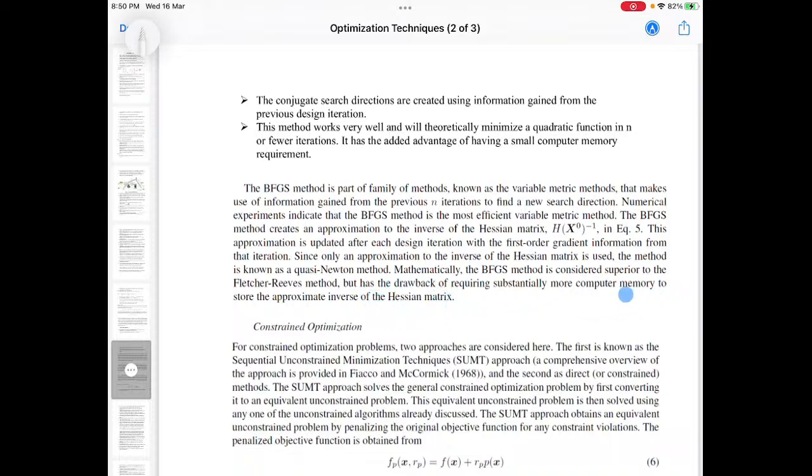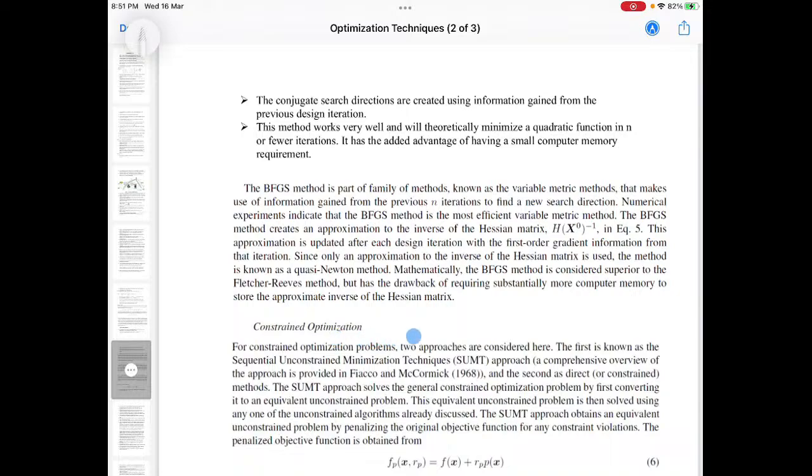So it requires computer memory to store the approximate inverse of the Hessian matrix. Hence it requires more computer memory, and this is one of the drawbacks of the BFGS method as compared with the Fletcher-Reeves method.